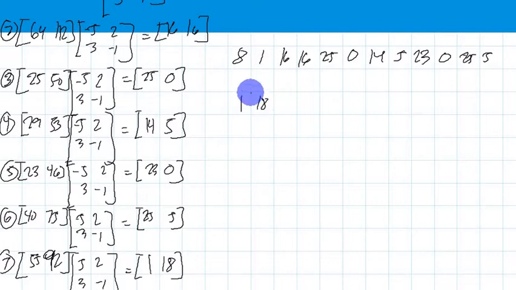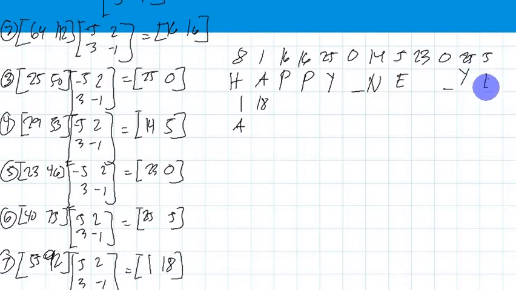So let's take a look at that. 8 is H, 1 is A, so this is also A. 16 is P, so this will be P. 25 is Y, this is Y also. All zeros are spaces. 14 is N, 5 is E, this is also E. 23 is W, and 18 is R. So the message is actually Happy New Year.